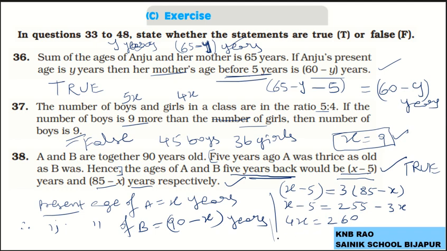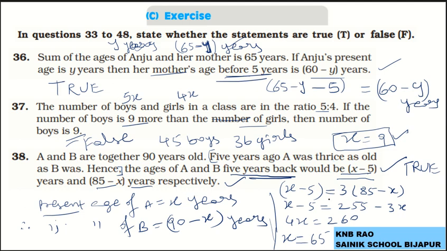So x equals 260 divided by 4, which is 65. So who is 65 years old? A is 65 years old. Then automatically B's age becomes 25 years. So to solve the question, they gave you this sentence: 5 years ago, A was thrice as old as B.